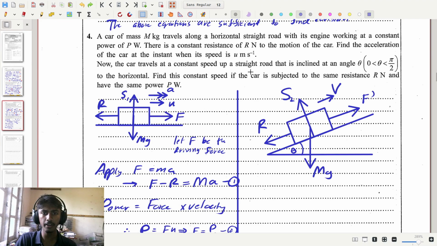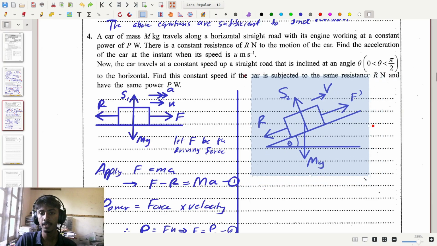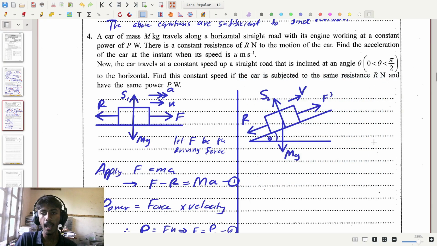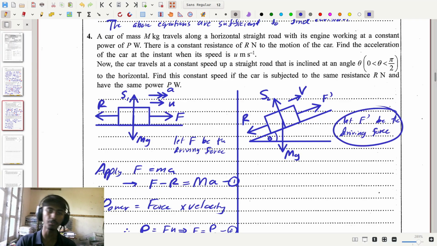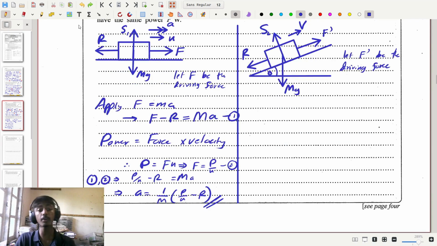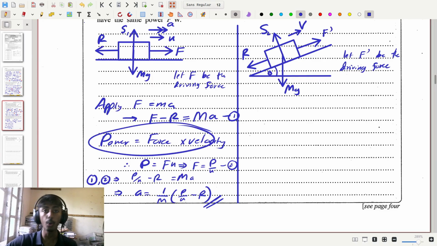I'm going to take this diagram, make it a little bit smaller, and take it to the side. I'm going to write: let F dash be the driving force, or you could say the driving force of the engine, but in this case I think just the driving force is sufficient. So with this second situation, what we can do is similar to the first one, where we apply F equals ma in a given direction and then use the law to relate power, force and velocity.